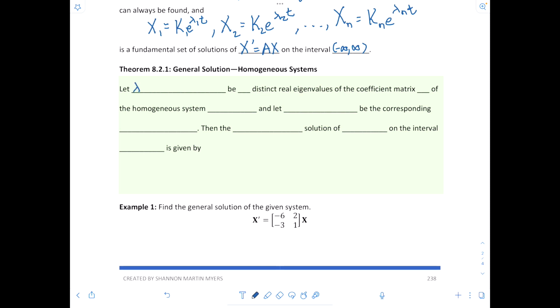Let lambda 1, lambda 2, all the way down to lambda sub n be n distinct real eigenvalues of the coefficient matrix A of the homogeneous system X prime equal to A times X. And let capital K1, capital K2, all the way down to capital Kn be the corresponding eigenvectors.